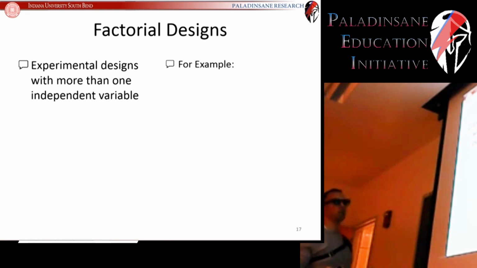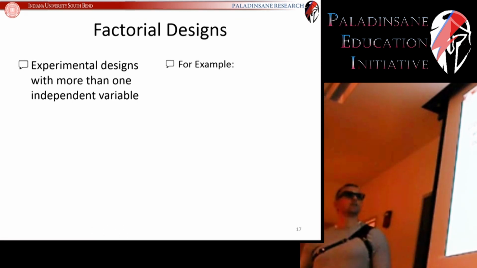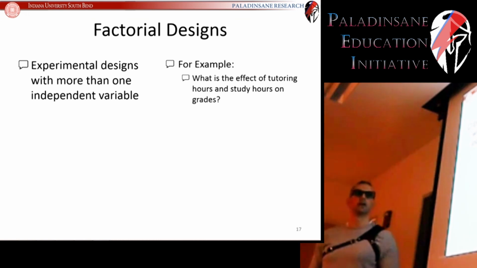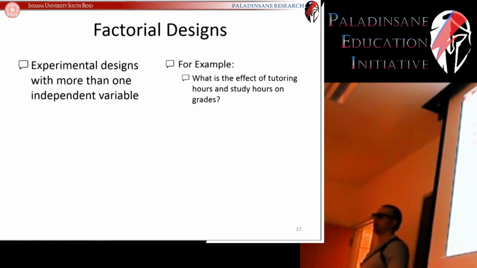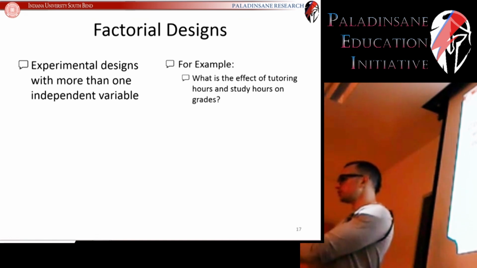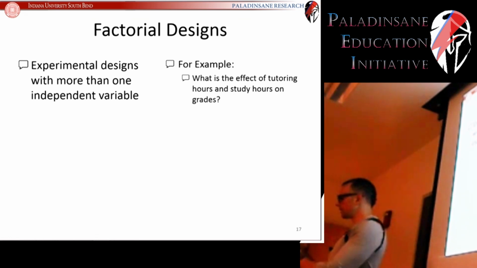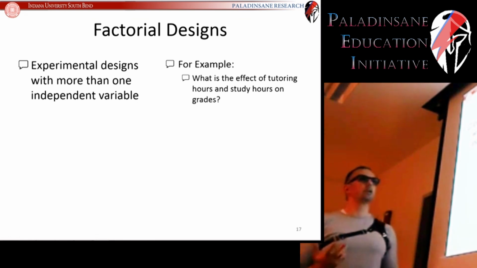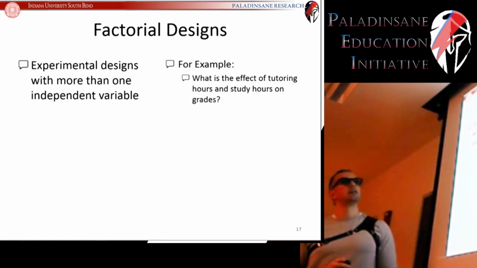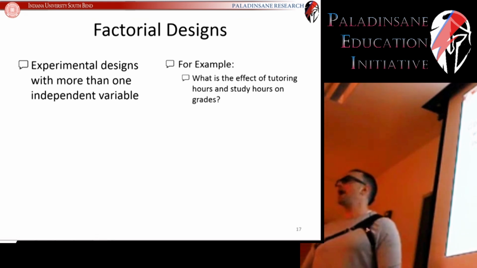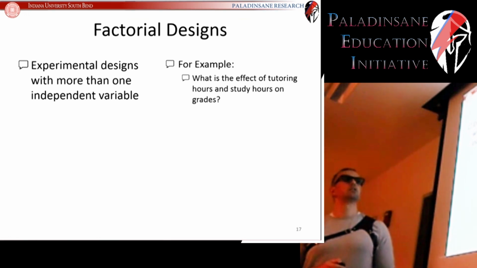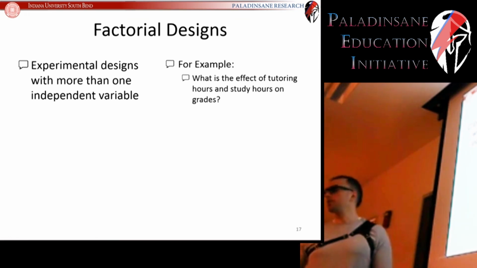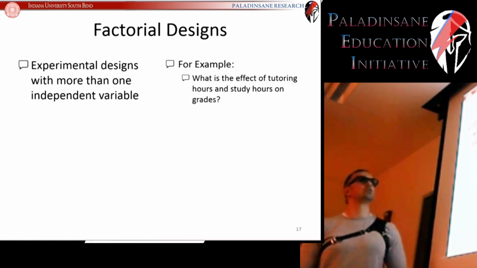But sometimes you want to ask about more than just one variable. For example, if you're an educational psychologist, you might want to know what is the effect of tutoring hours and study hours on grades. Not just what's the effect of tutoring hours on grades, or what's the effect of study hours on grades, but what's the effect of both of those together. And importantly, this is the only way that you are going to be able to see if there's an interaction between those two variables. Does tutoring magnify or amplify the effect of study hours, for example? That can only be assessed when you have those two variables.